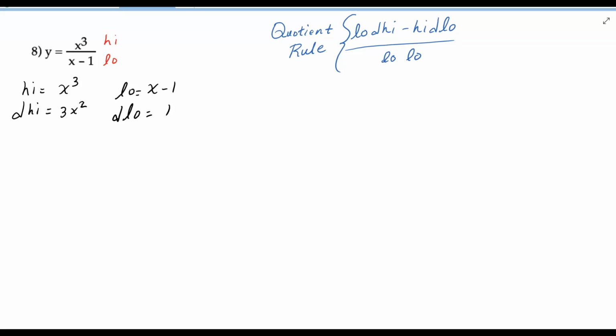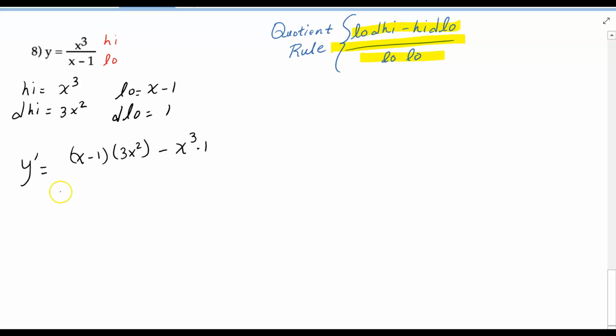Now we just follow the mnemonic, or not mnemonic, but this little saying here for the quotient rule. Low D high minus high D low over low low. All right, so keep that in mind there. All right, so low D high, x minus 1, so y prime is x minus 1 times 3x squared, low D high, minus high D low, which is just going to be minus x cubed times 1. But do you really need to multiply it by 1? Not really. Okay, so now we just have some simple distribution there, but we cannot forget divided by low low, which is x minus 1 quantity squared.